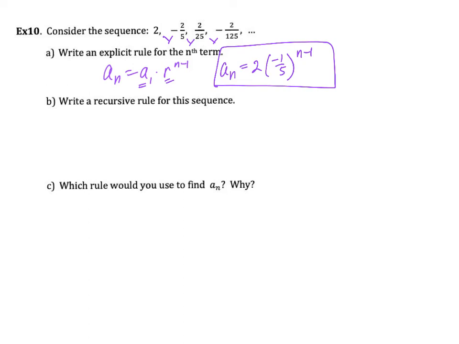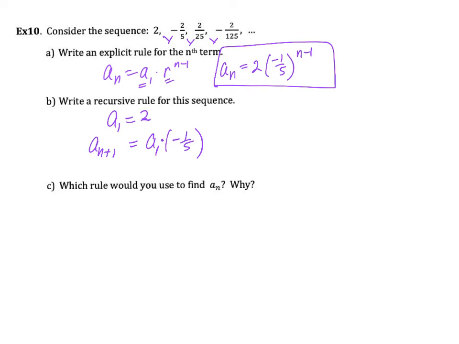A recursive rule needs two pieces of information. Number one, I need to have a starting point. My starting point is 2, so I have to list a sub 1 equals 2. And then I have to list my a sub n plus 1 equals, I have to take the first term. What am I doing over and over and over again? I am multiplying by -1/5. So I'm taking the first term, I'm multiplying it by -1/5, and that is how I would get the next term in the sequence.